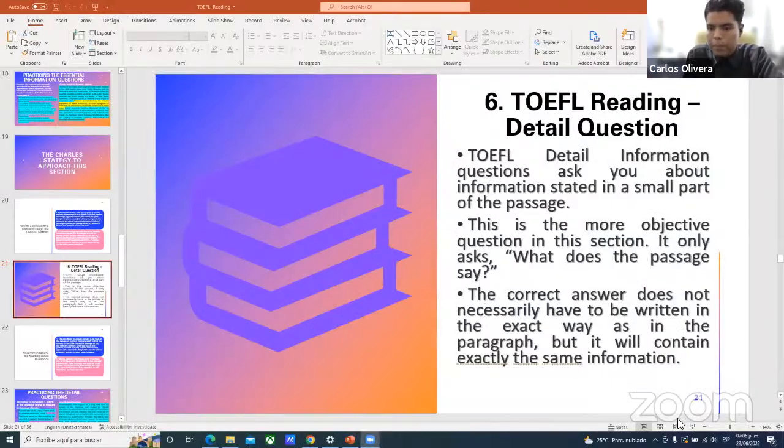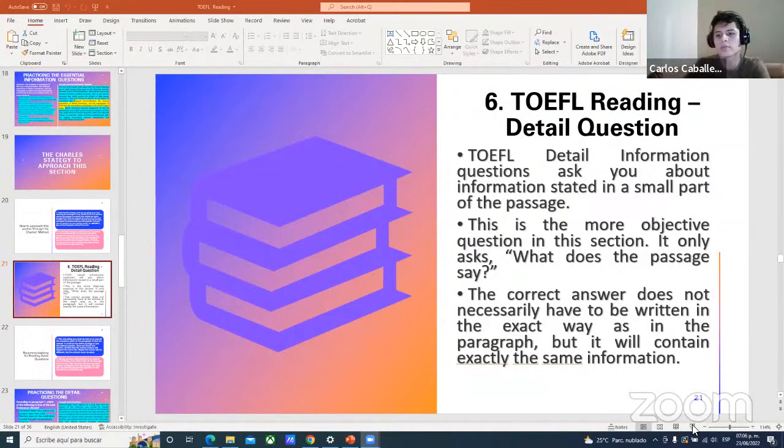Okay, so this type of question is basically called the detail question. The TOEFL detail information questions ask you about information. Yes, sorry, you're not seeing it. I think you're not able to see my screen yet. Give me a second. Okay, now I think you're ready, right? You're able now, right? Yes, we can see now.